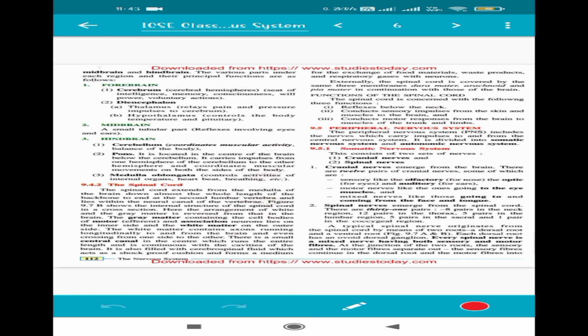Thalamus relays pain and pressure impulses to the cerebrum. So whenever we feel any sort of pain or any sort of pressure in any of our body parts, that is being transmitted to the brain and is understood by the thalamus part.